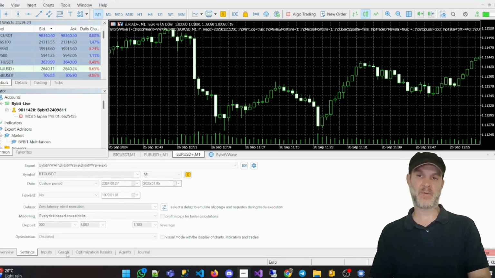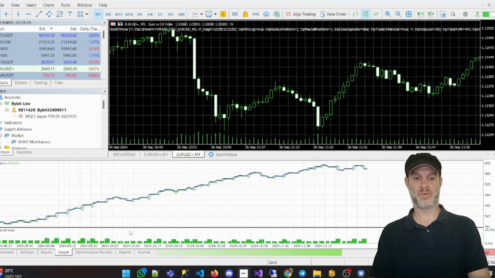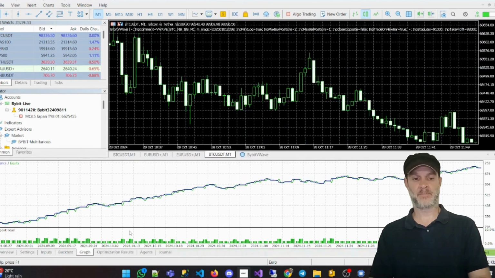And these VWAP strategies generally tend to work better on assets or instruments that have higher volume than the instruments that don't have volume. Okay, so that is the Bitcoin backtest. Very nice equity curve. Looks a lot better than the Forex one, the EURUSD, because this is a high volume instrument. So VWAP strategy tends to work much better on things like Bitcoin.